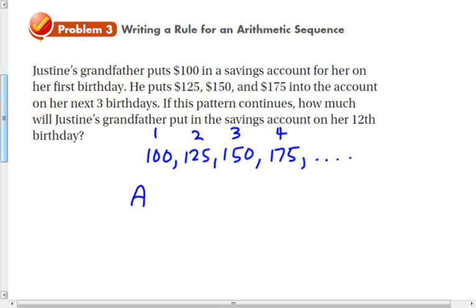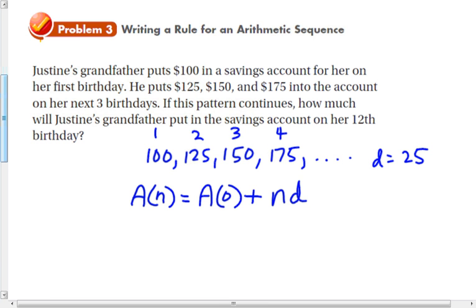The arithmetic sequence rule is this: a sub n is equal to a sub 0, which means when the input is 0, what is the output, plus n times d, where n is the term number and d is the common difference. Well, d is equal to 25 because it's going up by 25. A sub 0, the zeroth term, would be 1 back here. Since we know the common difference is 25, we'll just subtract that to get 75, and now we have everything we need to write the rule.